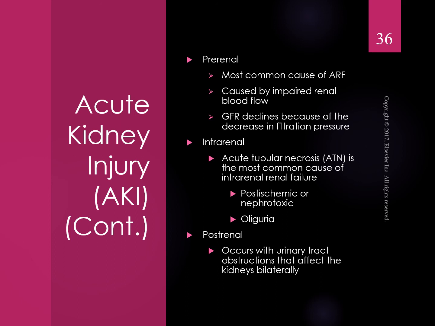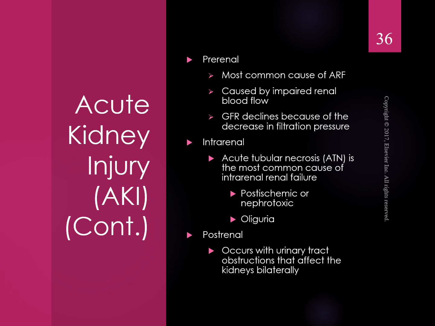It has different stages. Pre-renal is the most common cause of acute renal failure. It's caused by impaired renal blood flow. The GFR declines because of the decrease in filtration pressure. It's usually due to hypovolemia, hypotension, and hypoperfusion, such as with a massive PE.